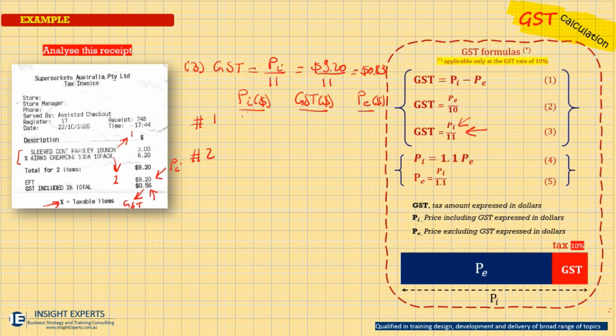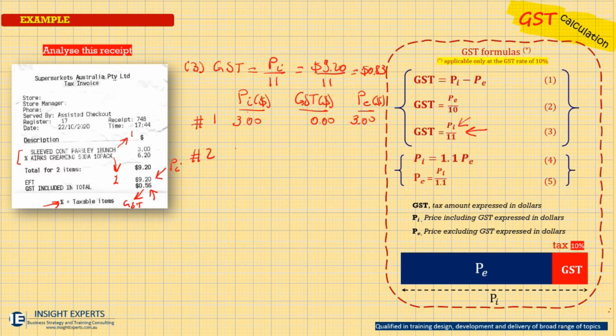The price including GST for the first item, the parsley, is $3. There's no GST on it since it is GST exempt, so it's 0. And of course, the price before and after GST is exactly the same, so that's actually $3 here. Now, item number 2 is the soda, which is taxable.